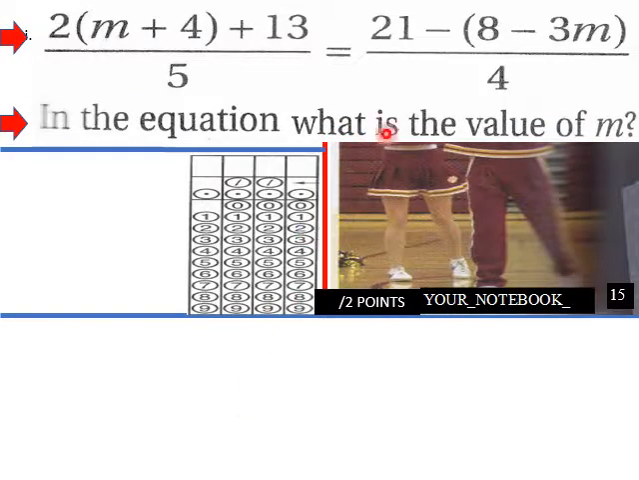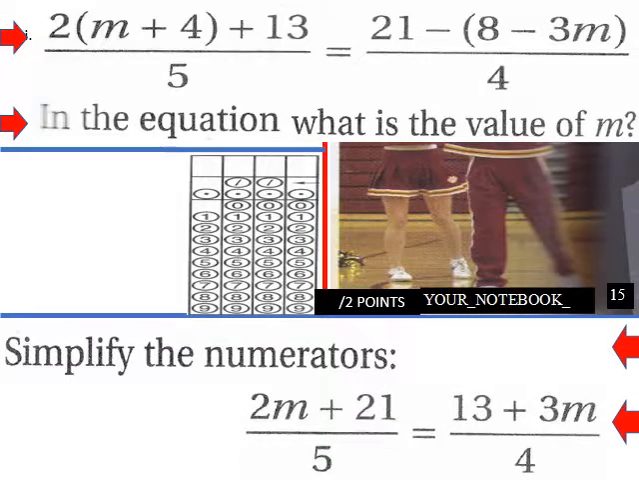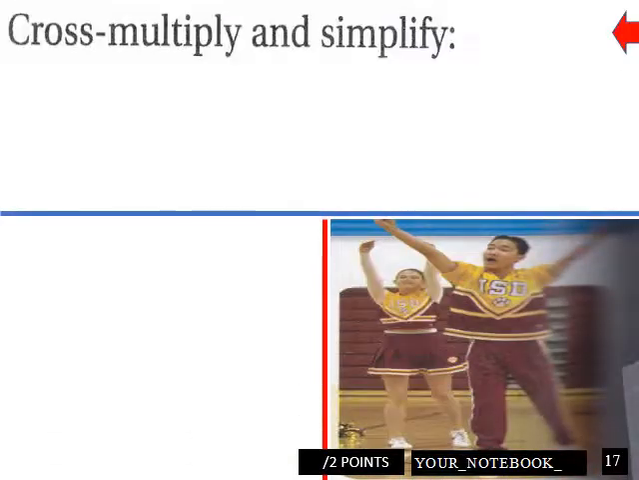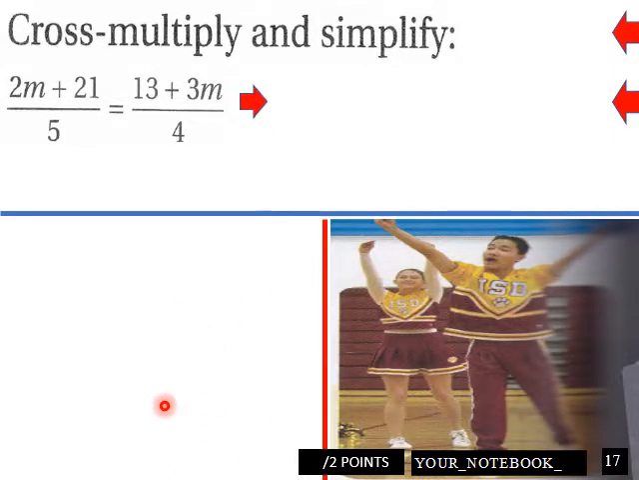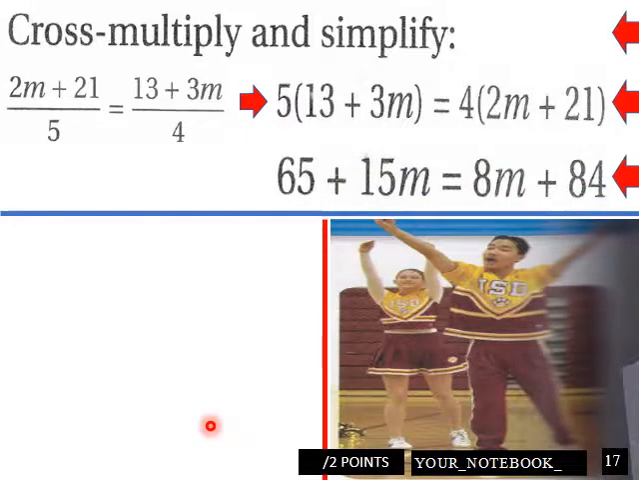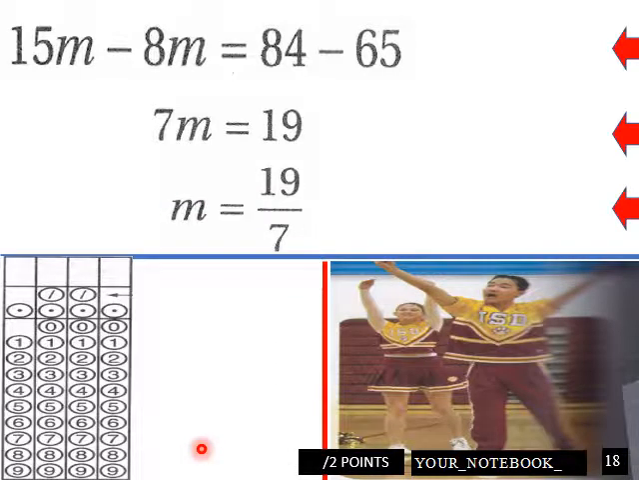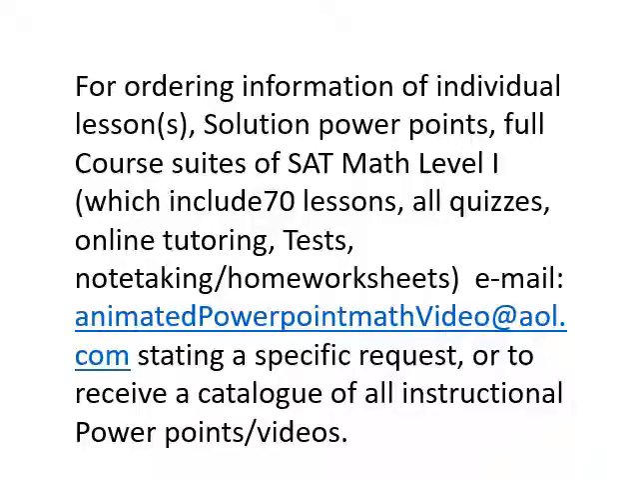We have this in the equation. What is the value of m? So we have to wade through all these fractions. Cross multiply and simplify again. So this is what we get when we cross multiply. Then we end up with this statement. So 15m minus 8m equals that. We combine like terms. We get 19 over 7. And then grid that in: 19, then the fraction bar, then 7.